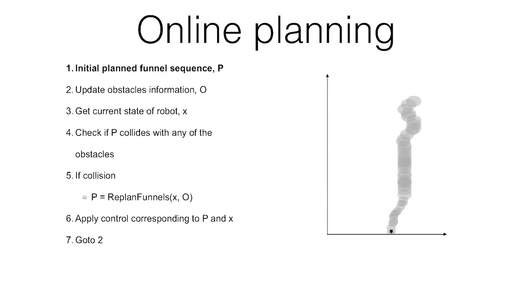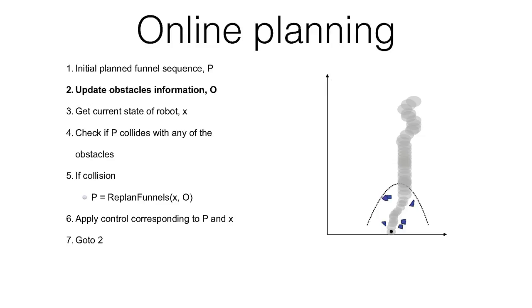So this is online planning. You do not have all the information beforehand. You don't know anything about the environment, and you get to know more about it as you go. But you still have an initial plan, a funnel sequence that takes you from the start state to the goal state. Then you check for any new obstacle information from your sensor. This was the region that you can see, and then you can see some obstacles. You also get the current state of your robot, which is also subject to uncertainty, as I told you before, so it will not be exact. And you check if your current funnel path collides with any of the obstacles you have seen so far. In this case, the answer is no.